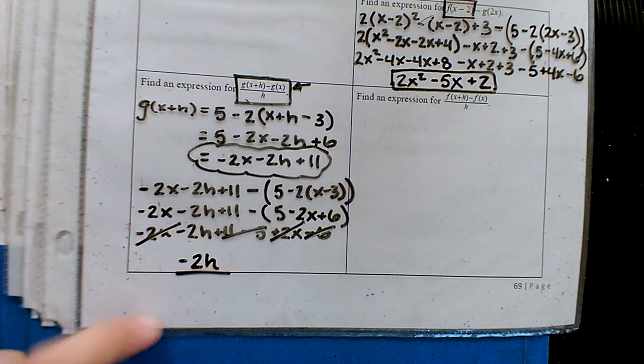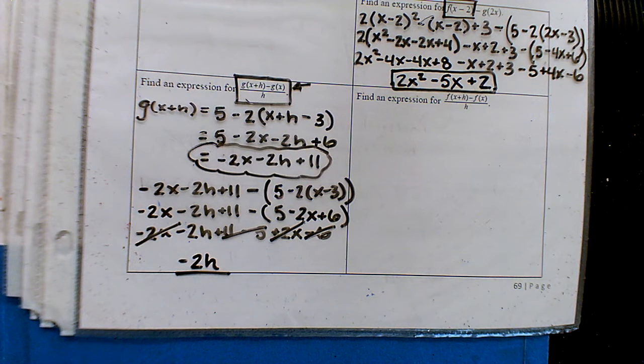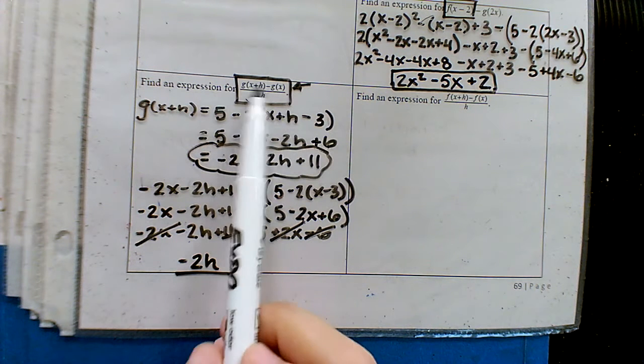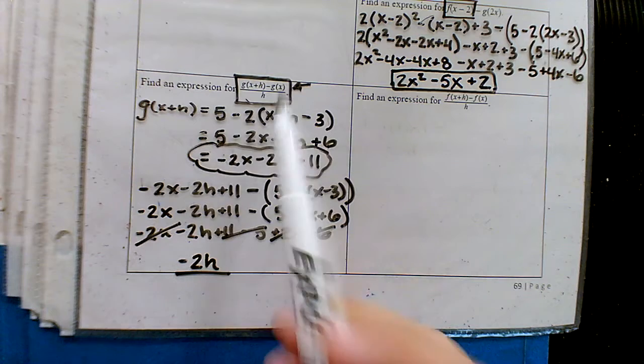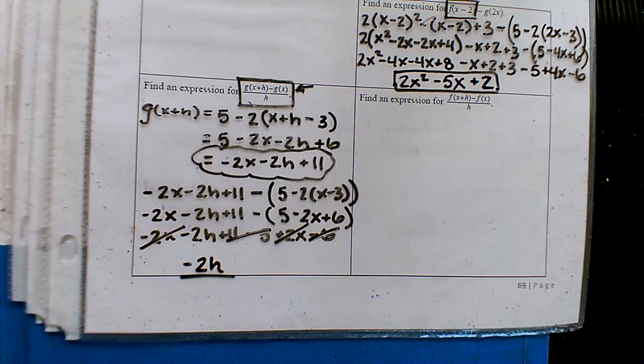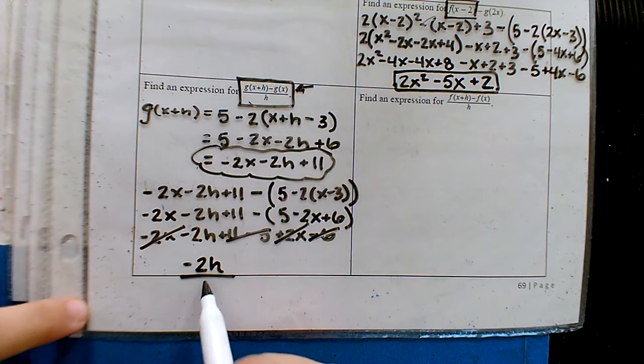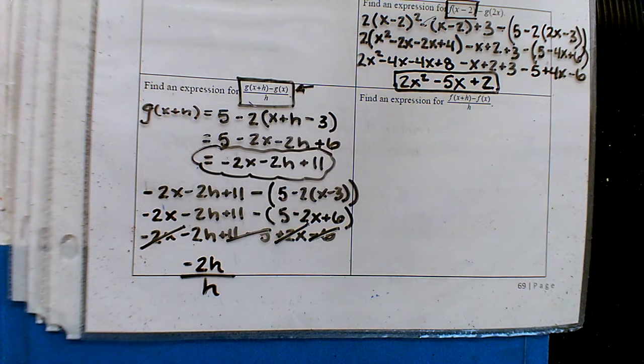So after everything is said and done, the top simplifies to -2h. All right? So we just did the difference part of the difference quotient. We just took a look at the subtraction up top. We now have to remember that we have to divide by h. That's what the notation's telling us to do. So if we took this result from the top and divided by h, what are we going to be left with?